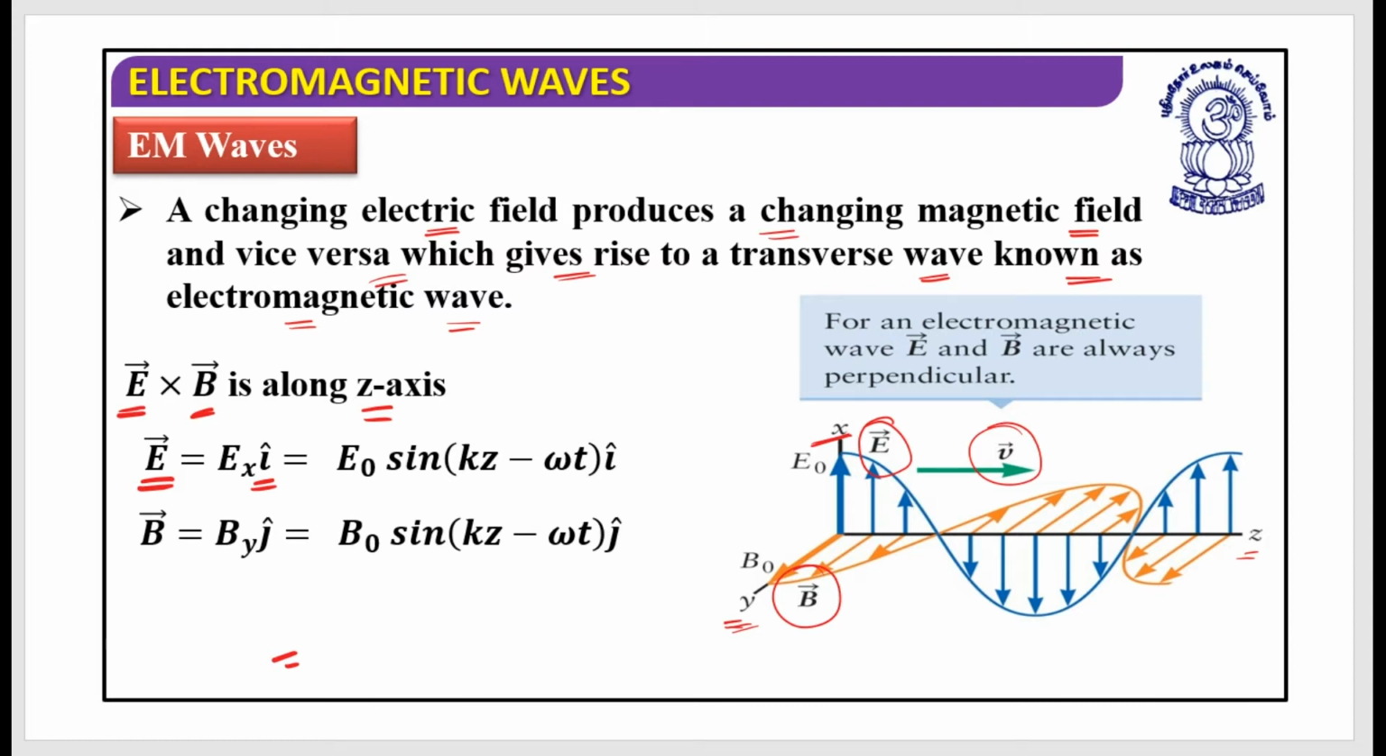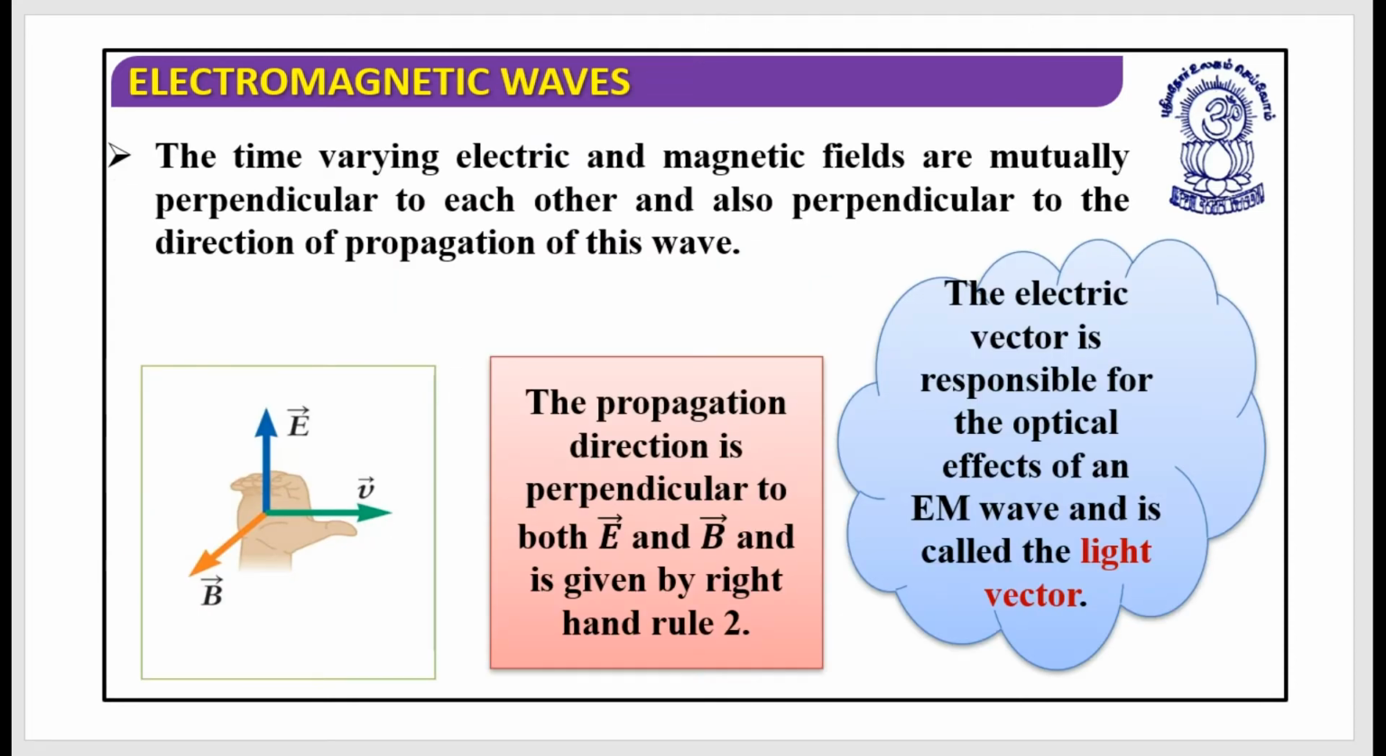As we have discussed in waves, a sinusoidal wave could be represented as E = E0 sin(kz - ωt) i cap. In the same way, if I want to write down the component of B, that would be B = B0 sin(kz - ωt) j. So these are the time varying electric and magnetic fields, mutually perpendicular to each other.